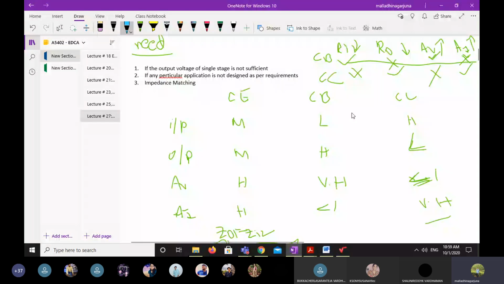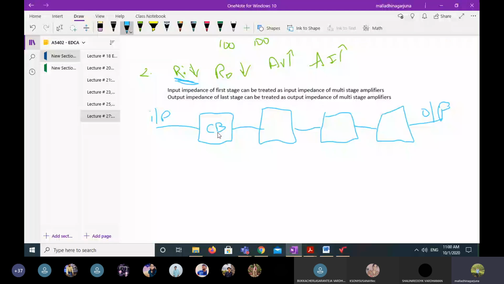So what should be the last stage? The output impedance should be low. So that is common collector. Yes, common collector, output impedance is low. So this is CC. The last stage common collector has low output impedance, so that will be treated as the output impedance of the multi-stage amplifier. So this is done and this is done.